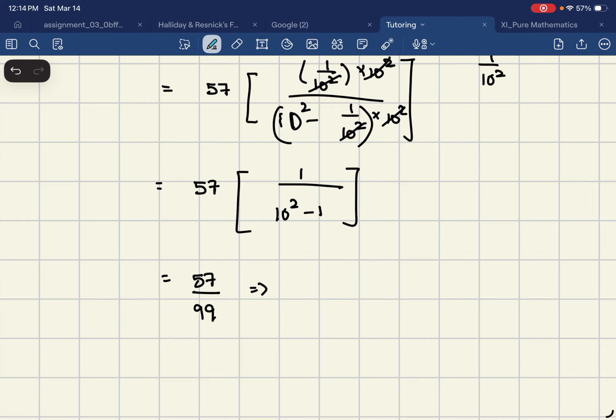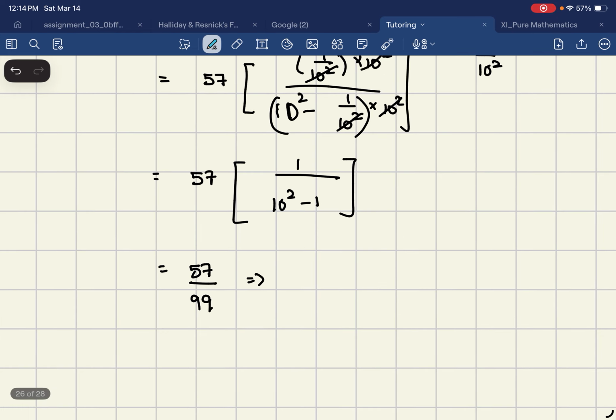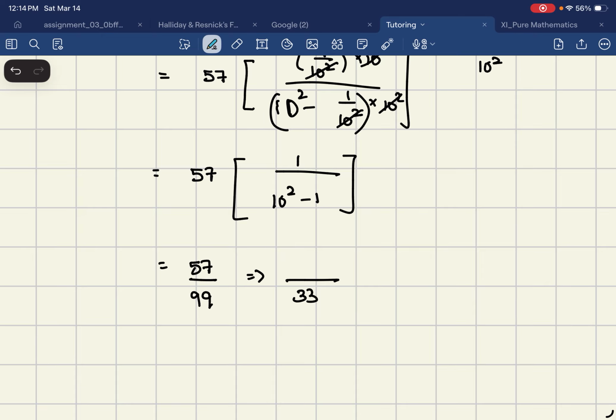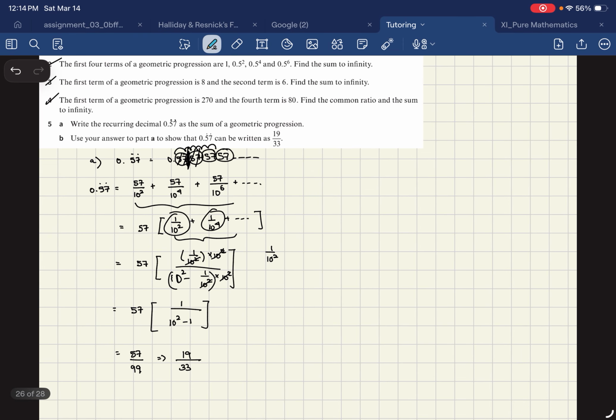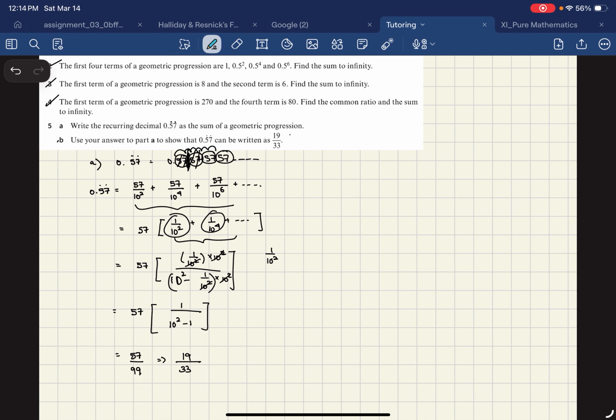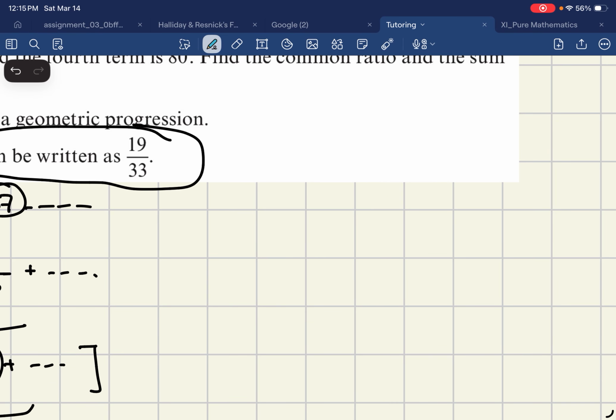And if you think about it, both of these are divisible by 3, right? So if I divide by 3, then I have 33 on the denominator, and on the numerator, I have 19. So your answer has to be 19 by 33. Right? So use your answer to show that it can be written as this. So we just want to look at the sum of the infinite geometric series. So if you're not given the answer, if it's not a proof question, then how do you know the answer? So let me show you another way.